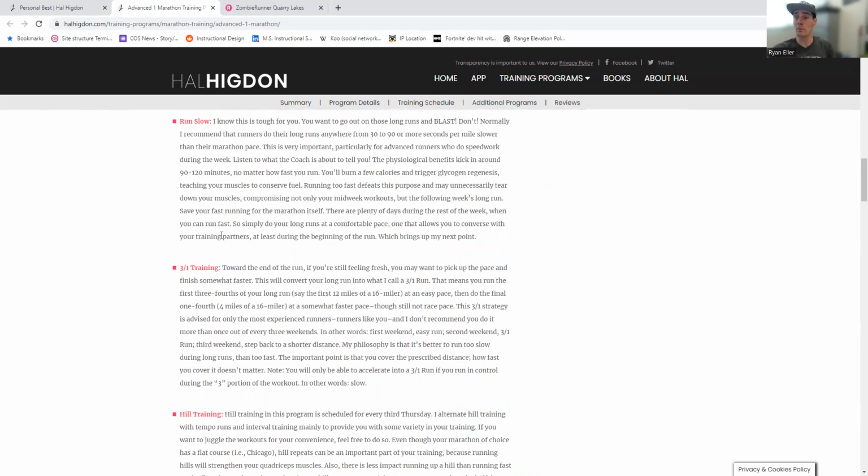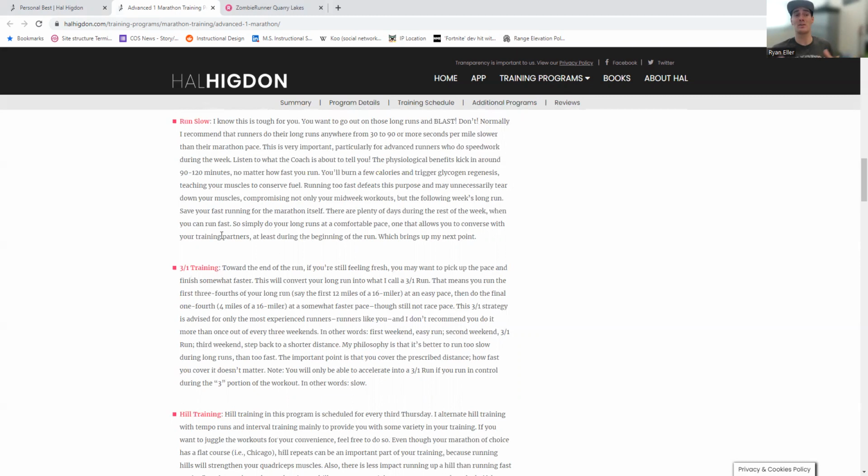Now, there are some of these 3-1 runs that he notates where you could run maybe the first, let's say if it's a 16 miler, as he uses here in his example, you could run the first 12 at a relatively normal, easy pace. And then the final 4 miles could be somewhat faster, not your race pace, but maybe a little bit closer to your marathon pace. So you can see this is a very long program.